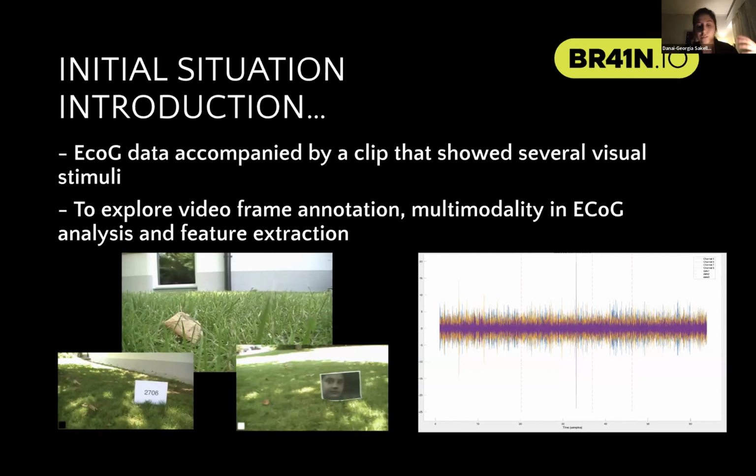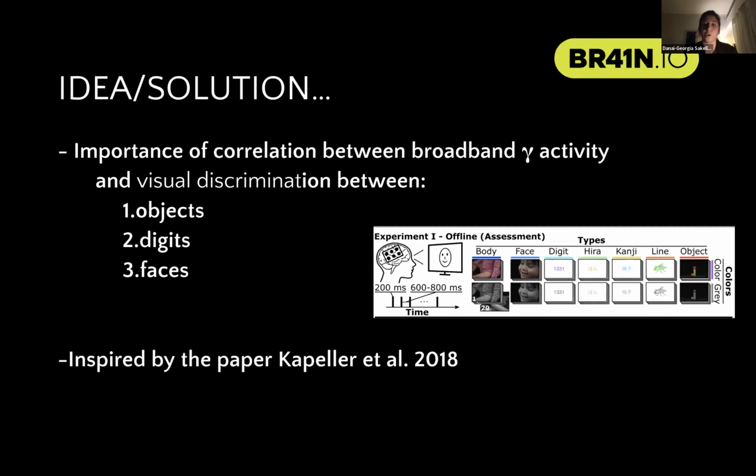So we had to analyze two kinds of data, both the MP4, the video, and the ECoG data. And what we tried to do was feature extraction and analysis of the correlation between the broadband gamma activity and the visual discrimination between objects, numbers, digits, and faces. And this is inspired by one of the experiments from the paper of Keller of 2018.